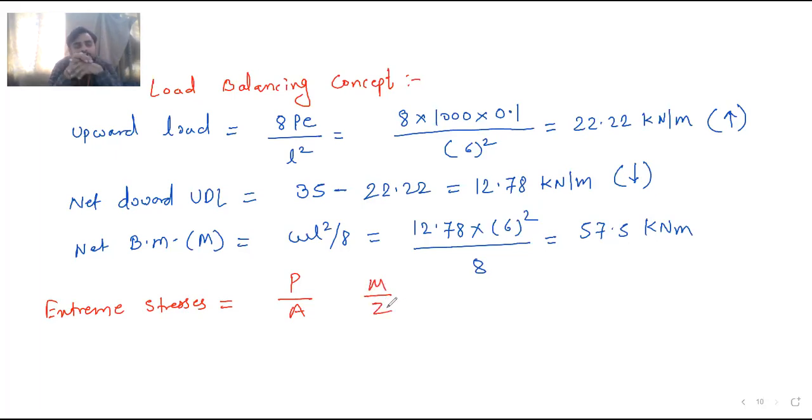Okay. Now we need to decide the plus and minus. Now see, for P by A, it is always plus. Now in the case of M by Z, if you look at this UDL, the net UDL is downward.